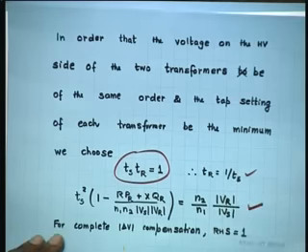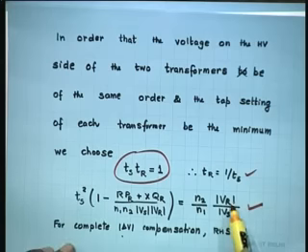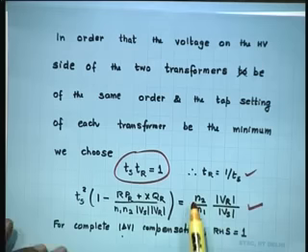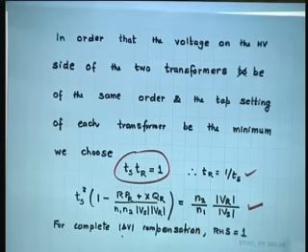For complete delta V compensation, the right hand side should be 1. If this is 1, it means there is no problem of compensation. This is fully compensated. N2 times VR is equal to N1 times Vs, meaning the same voltage.